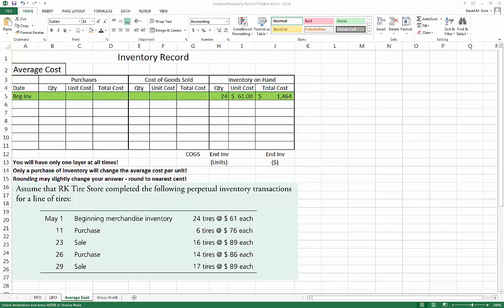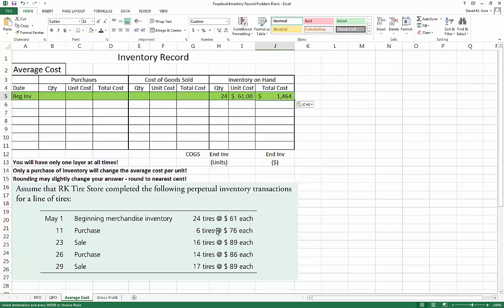Okay, let's take a look at the average cost. This is a little different in the fact that there won't be multiple layers at any time. You will only have one layer at all times. So you won't have to keep track of different layers; you only have just one layer each time. Okay, so let's take a brief look at this and see how this is going to work out. We have our beginning inventory, 24 at 61, 1464.